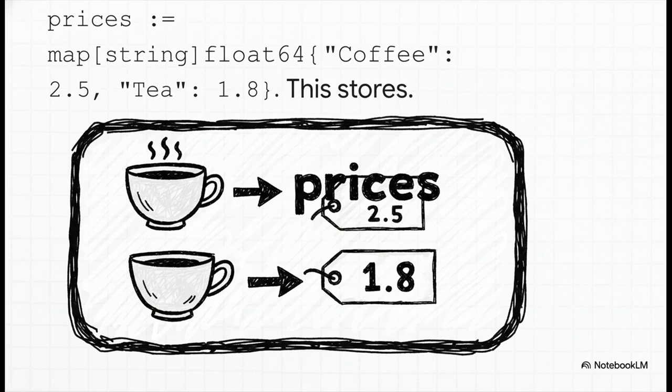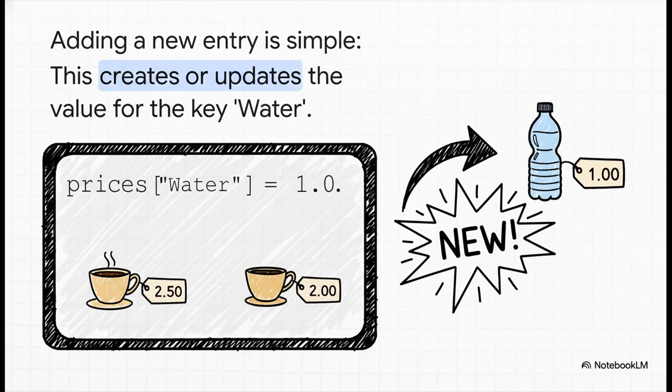We're making a map called prices. This map string float64 part just tells Go, hey, my keys are going to be strings, and the values I'm storing will be numbers. So here, coffee is a key, and 2.5 is its value. And adding a new item? Oh, it's so beautifully simple. You just use the square brackets with your new key, in this case water, and assign the value. That's it. No special functions needed. If water isn't in the map, it gets created. If it is, its value gets updated.